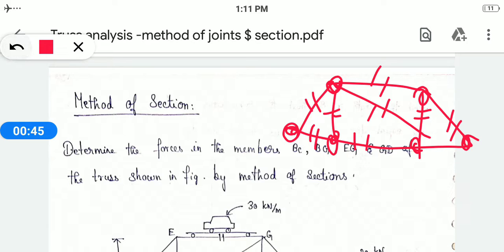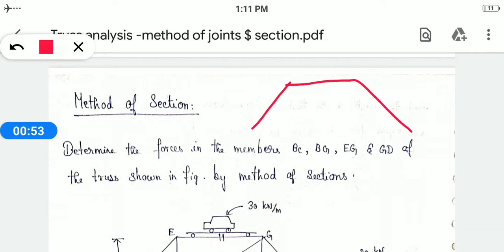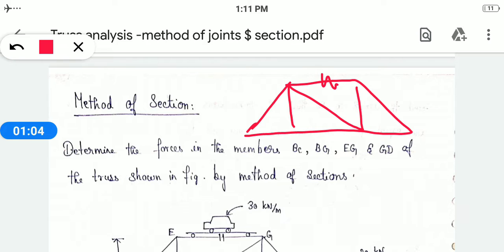But in some cases, we have to adopt the method of section. Consider this member truss. In some cases they may ask you to find the force only in this member, this member, or this member. So we have only three member forces to find. If you use the method of joints in this sum, we have to take each joint and analyze it. But what we can use instead is the method of sections.